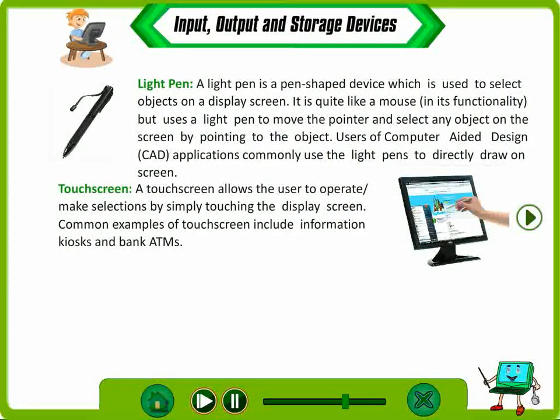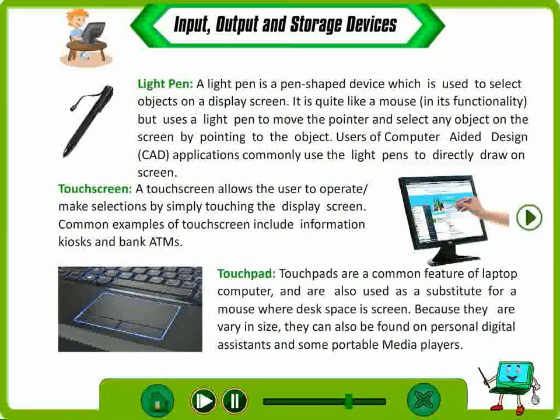Touch screen. A touch screen allows the user to operate or make selections by simply touching the display screen. Common examples of touch screens include information kiosks and bank ATMs. Touchpad. Touchpads are a common feature of laptop computers and are also used as a substitute for a mouse where desk space is limited. Because they vary in size, they can also be found in personal digital assistants and some portable media players.